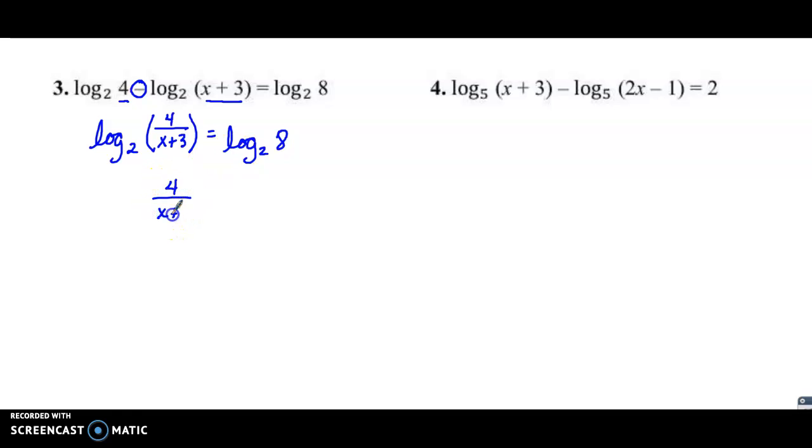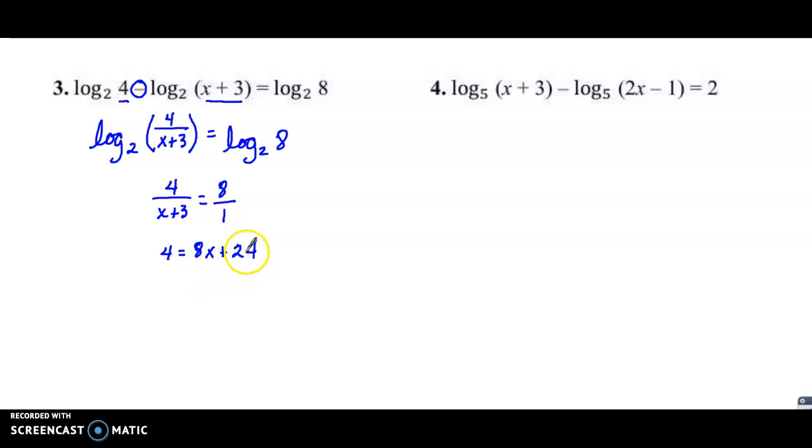Once my logs are on both sides, I know I can set their stuff equal to each other. So my 4 over my x plus 3 is equal to 8. And I'm going to write the 8 over 1, so then I see I have a fraction equal to a fraction, and we can cross multiply. So 4 times 1 gives me 4. And when I multiply 8 here, remember you have to FOIL or distribute. So make sure that you distribute your 8 times x and your 8 times your 3, which is 24.